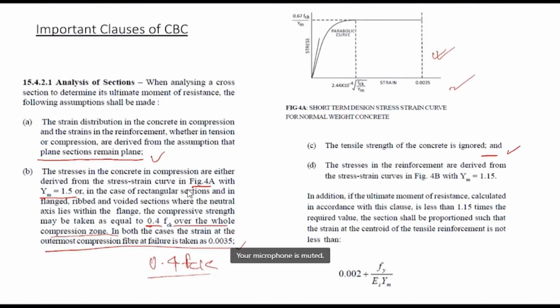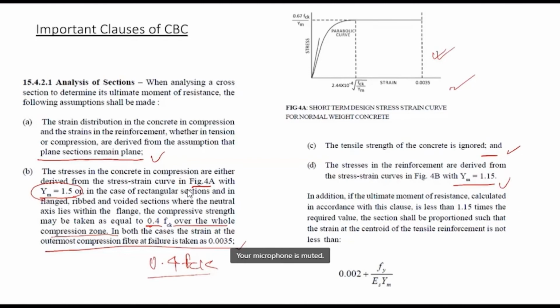The stresses in the reinforcement, these are provisions given in the CBC code, are derived from the stress-strain curve for steel. The partial safety factor for steel is taken as 1.15, and the partial safety factor for concrete is taken as 1.5. That is similar to the provision given in IS 456.